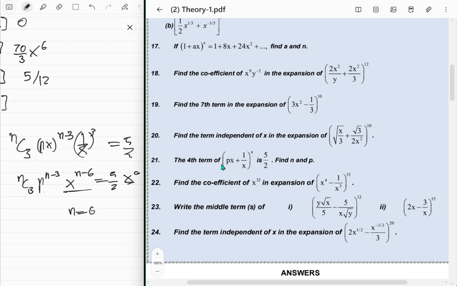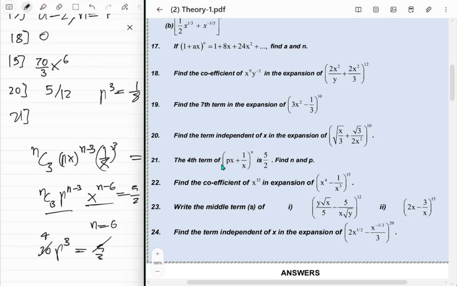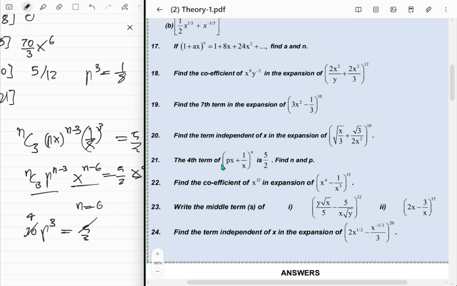From there you get the idea. 6C3 is going to be 6 into 5 into 4 upon 6, so 5 into 4, just 20. 20 p cubed is 5 upon 2. So p cubed, get rid of the 4, is 1 upon 8. So p should be 1 upon 2. So n is 6 and p is 1 upon 2.